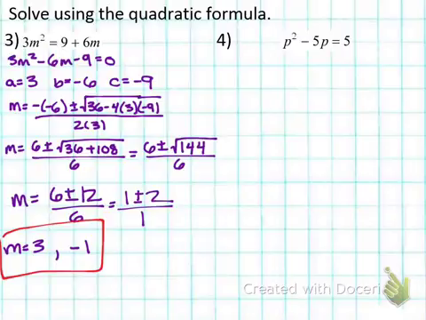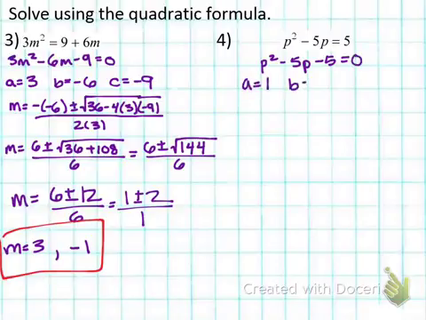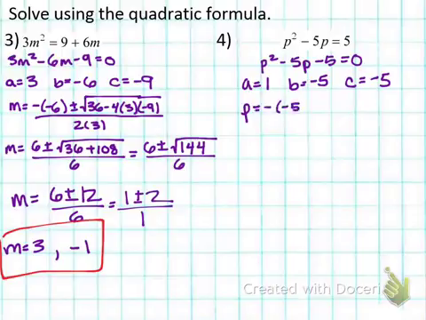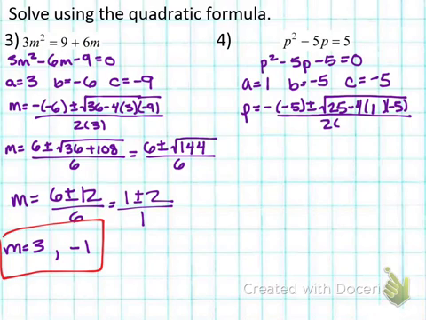Okay, number 4, I subtract the 5 so that I have p squared minus 5p minus 5 equals 0. So my a, b, and c are those numbers. Okay, so I have p equals negative b plus or minus the square root. B squared would be 25. And then minus 4ac. A is 1. C is negative 5. All over 2 times a, and a is just 1.